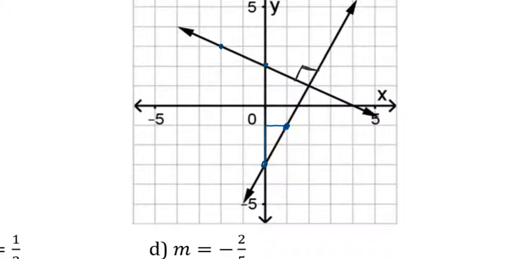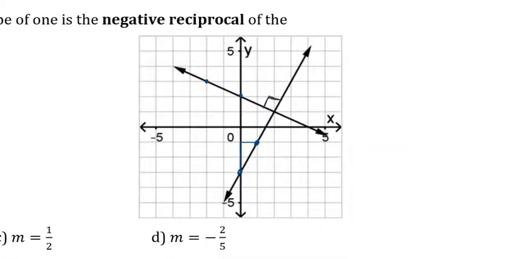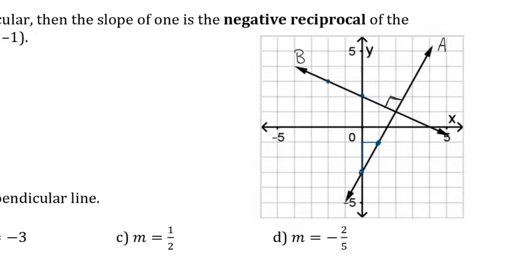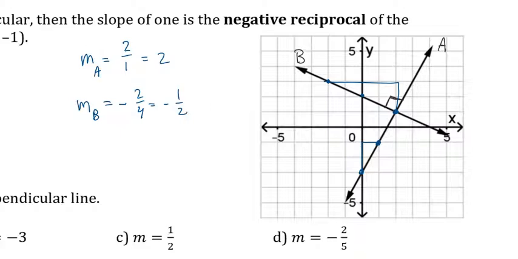So again, I'm going to go line A, line B, and I'm going to say the slope of line A was up 2 over 1, which is 2, and the slope of line B, I'm going to do it again, up 2 over 4, and it's negative. If I reduce this, I get negative 1 over 2. 2 over 1, negative reciprocal, negative 1 over 2. So the slope of A is the negative reciprocal of B. So line A is perpendicular to line B is how I would show that.